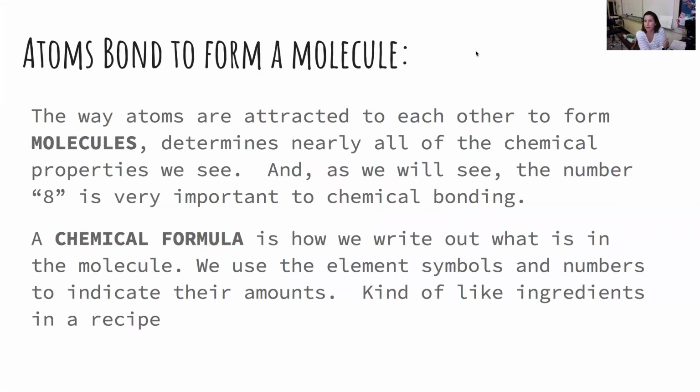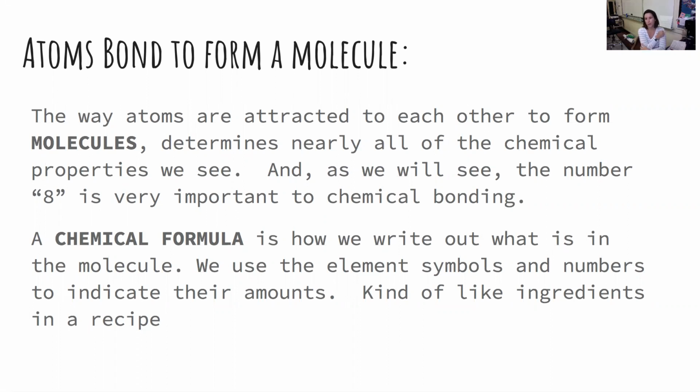Atoms bond to form a molecule. The way that atoms are attracted to each other to form molecules determines nearly all of the chemical properties that we see in all the things and substances that you come in contact with. And as we will see, the number 8 is very important. So think back to that octet rule that we learned about. Very important for chemical bonding.